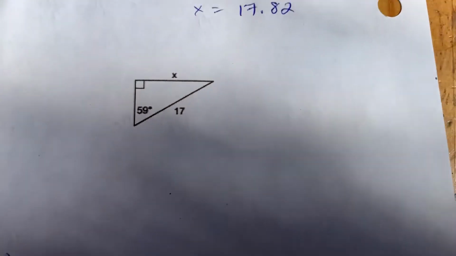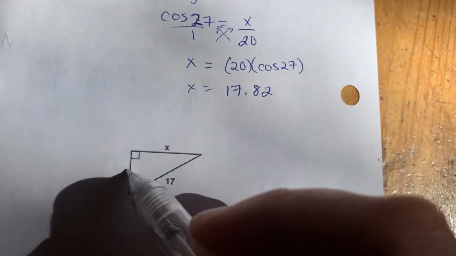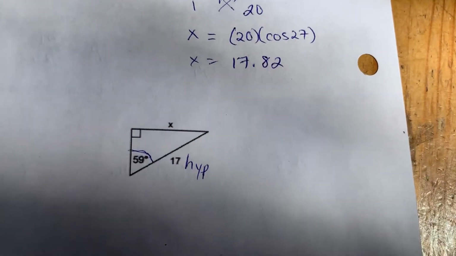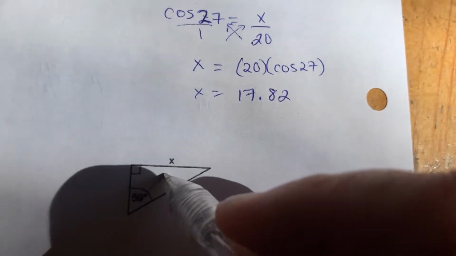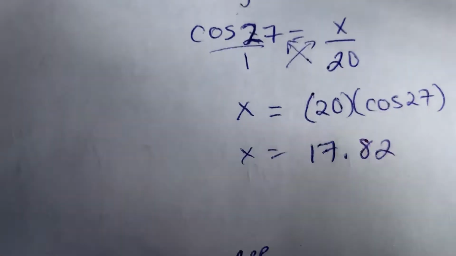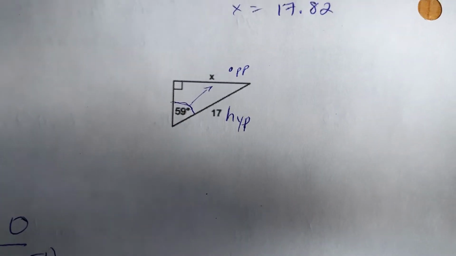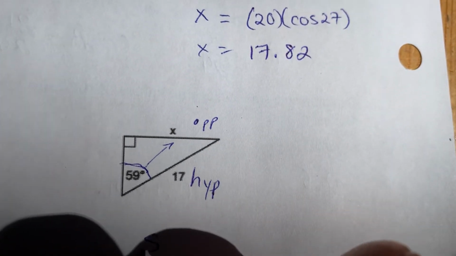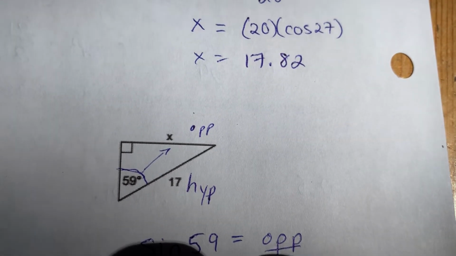Okay? So now, here's another question. And this is our angle in question, of course. So we're going to label our hypotenuse first because that is always the best way to go. And I'm going to look at the opposite of my angle and see that is where my unknown is. So I'm going to label that. Sorry, guys, I know I'm in a shadow again. So here we go. If I have opposite and hypotenuse, I know I'm going to be using my sine function. So sine 59 equals opposite over hypotenuse.